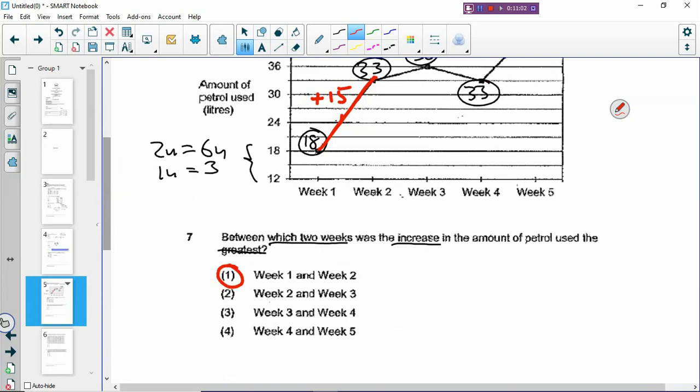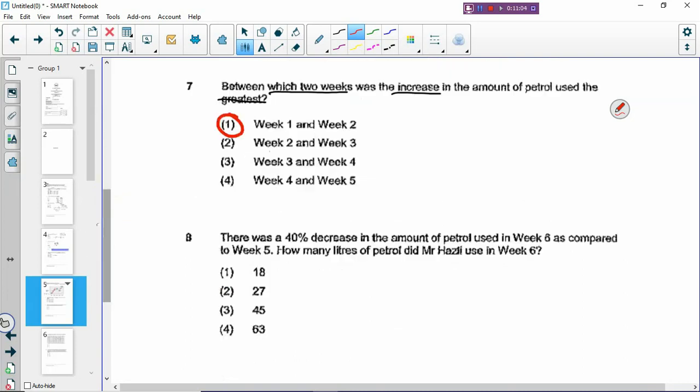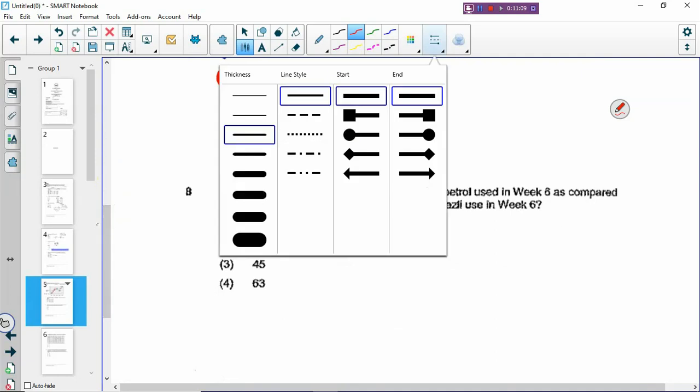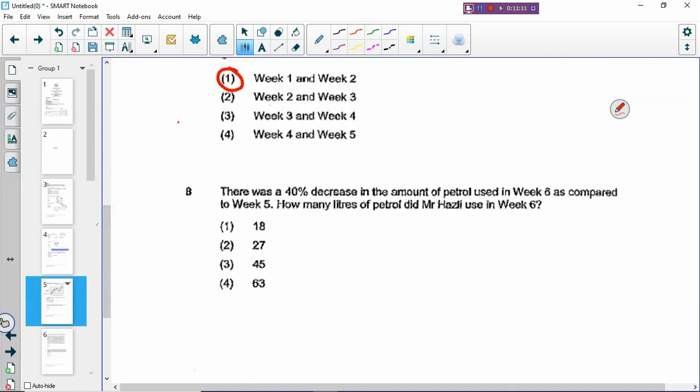Okay, let's go on to the next one. Question number 8. There was a 40% decrease in the petrol use in week 6 compared to week 5. So every time there is a percentage in the problem, and there's a 40% decrease, it means that you're comparing two things. So which one is 100%? If there's a 100%, then you can minus 40%. So when there is a decrease, you must always start with 100% first. So what is your 100%?